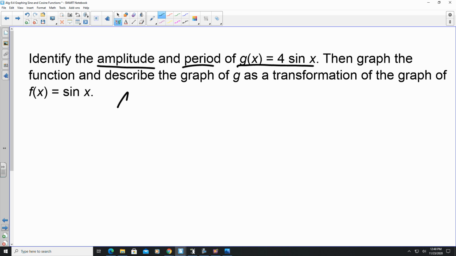So the amplitude, we said, was the absolute value of a. Well, a is 4, so it's the absolute value of 4, so the amplitude is 4. The period is going to be 2 pi divided by b. There's nothing for b, so b is 1. So the period is just 2 pi. All right. So it's sine.